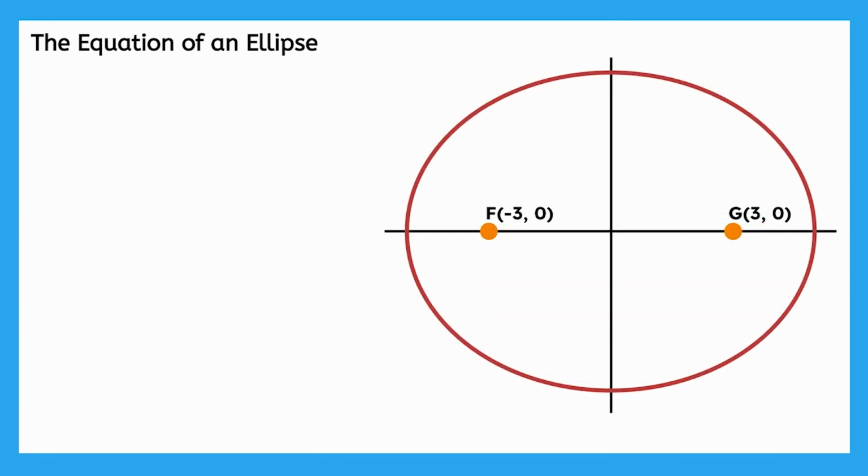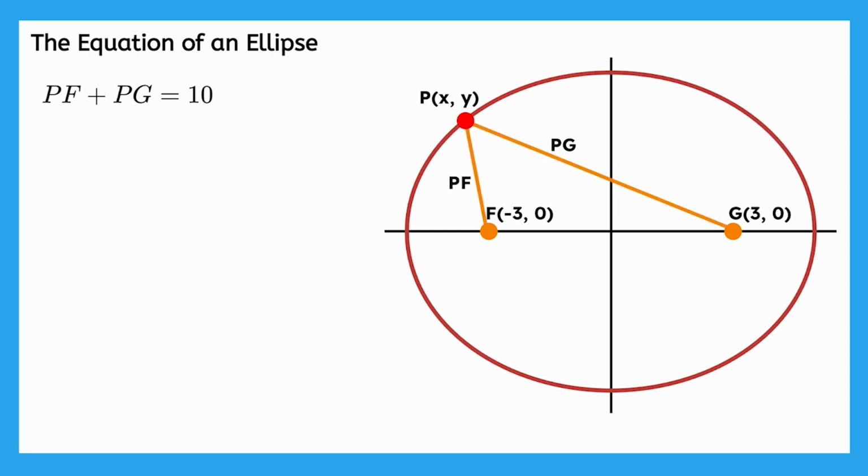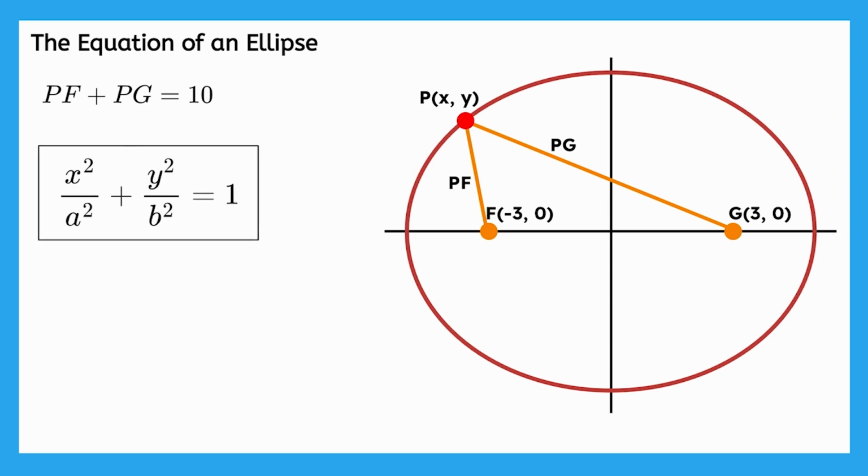Let's go back to the ellipse from the pre-video activity. Our original setup for the equation was PF plus PG equals 10, which was the length of the string which drew it. If we had known the values of a and b, we could have written the standard form directly from this definition without having to do the derivation process. Could we have used the foci and the length of the string to determine a and b? Let's see.